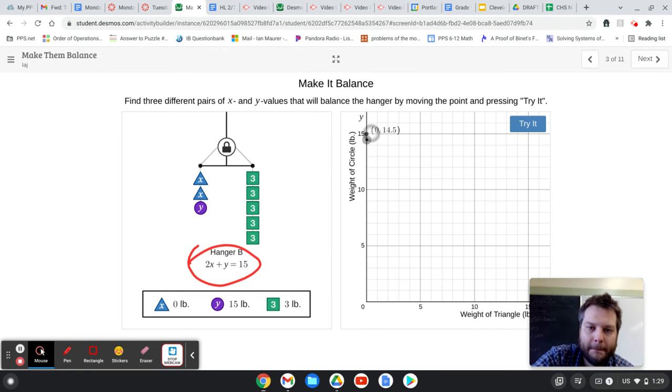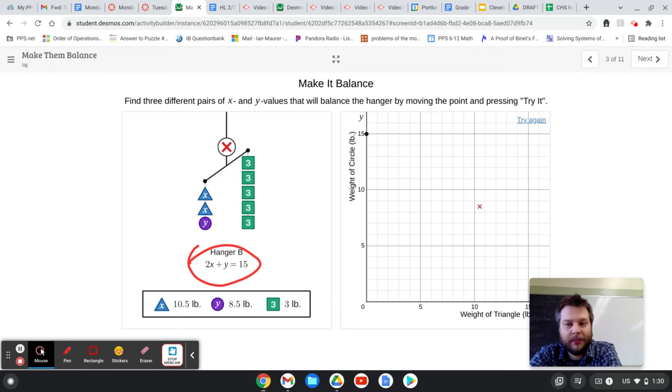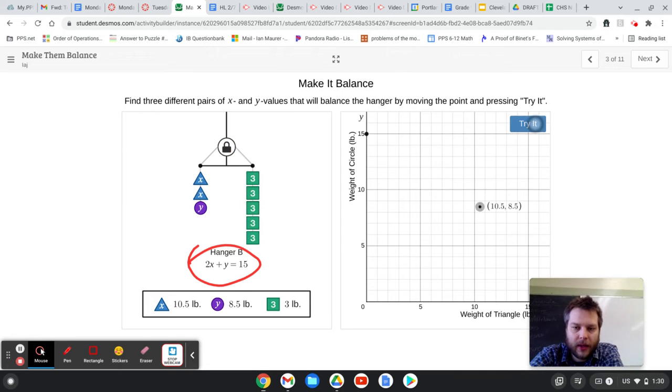Now let's do another one. If I try to put that dot down here, let's just try a place like that. Well, that was too heavy. It's not a solution. The next place I'm going to go is playing the same game.